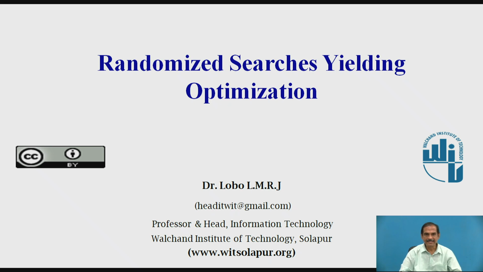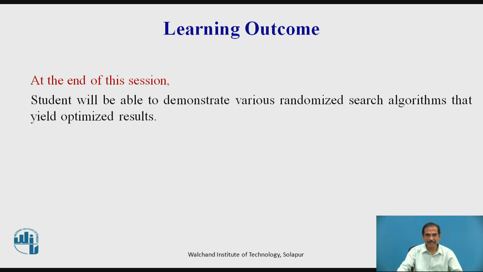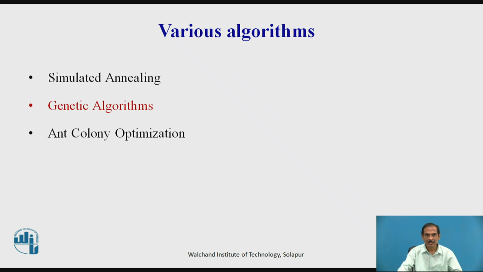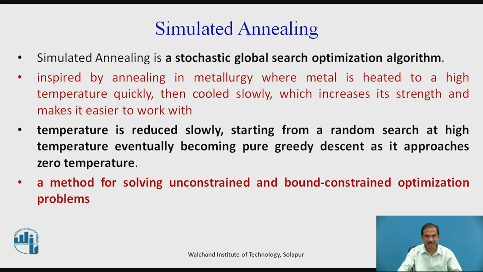Today we are going to discuss randomized search yielding optimization. We are going to deliver certain algorithms with which the students will be able to demonstrate these various randomized search algorithms that yield optimized results. We go for various algorithms like simulated annealing, genetic algorithms, and ant colony optimization, which use randomization to generate results.